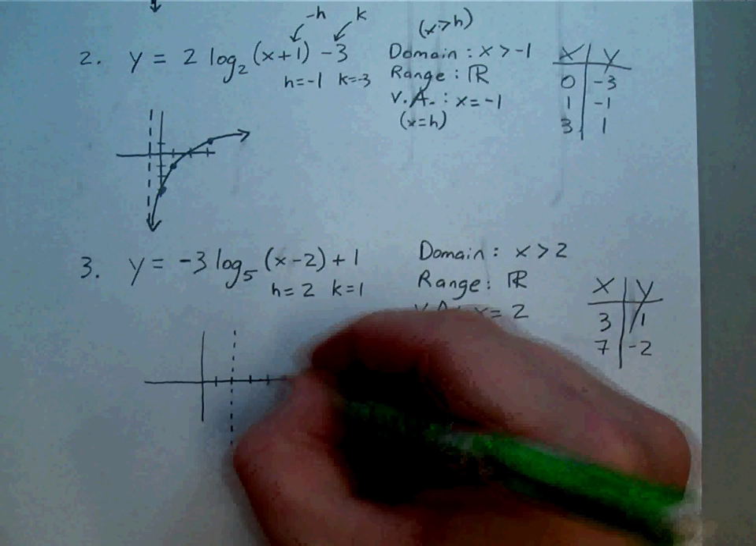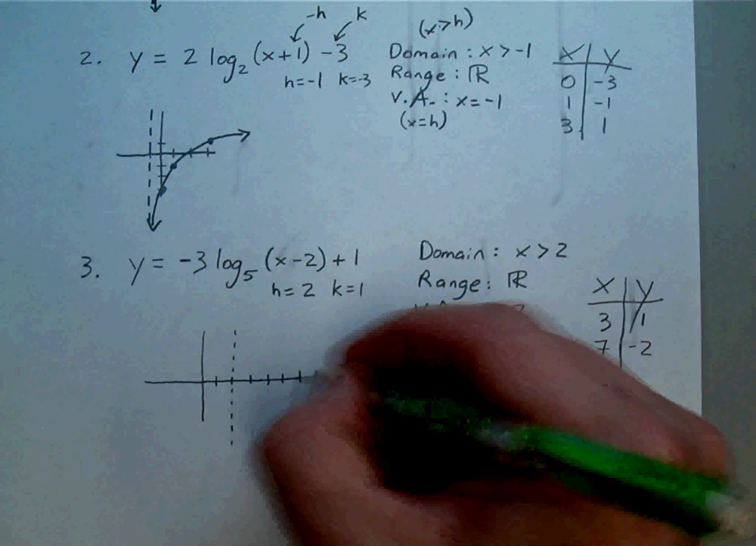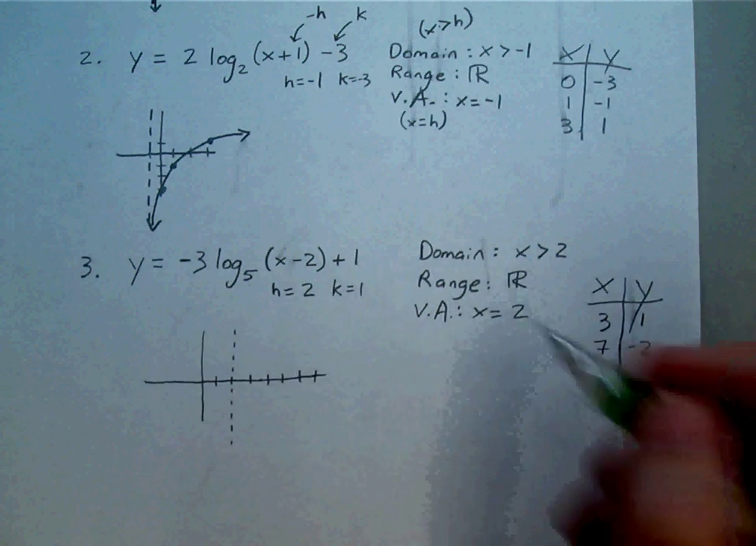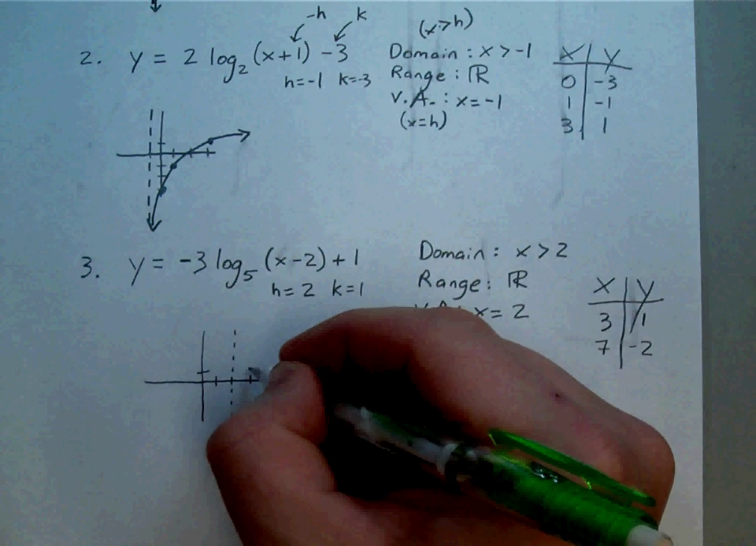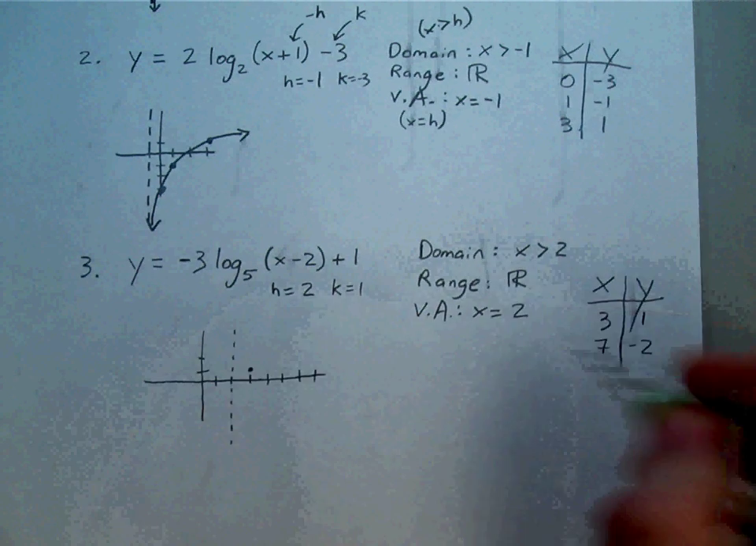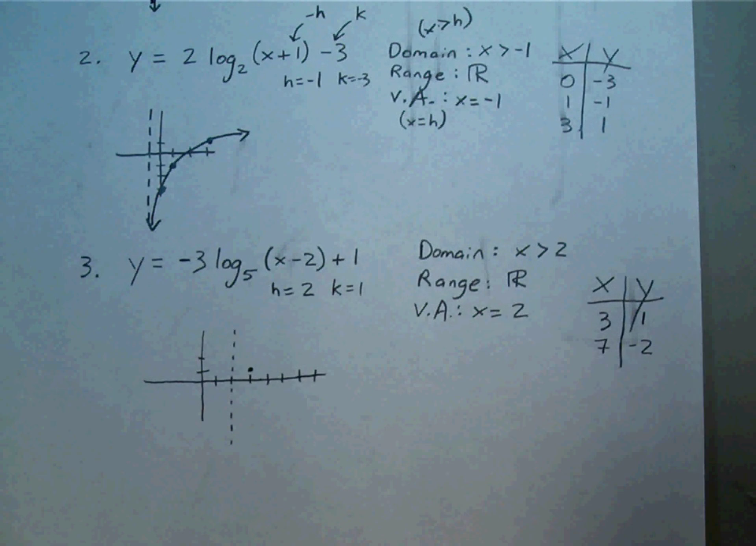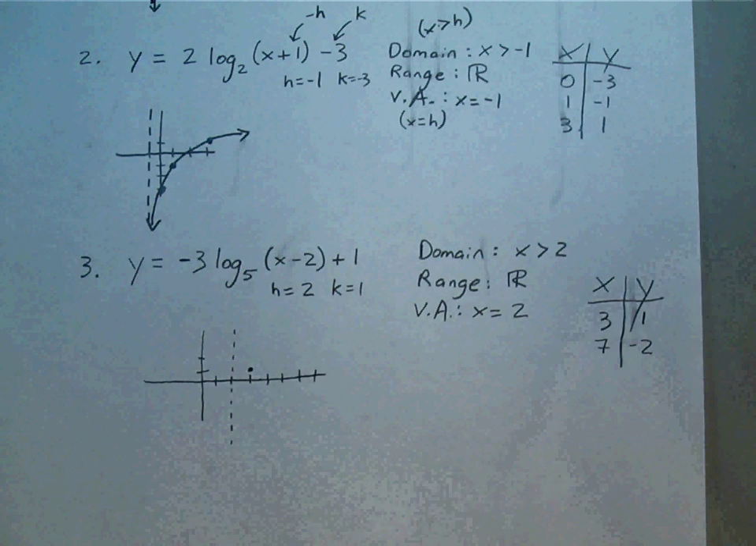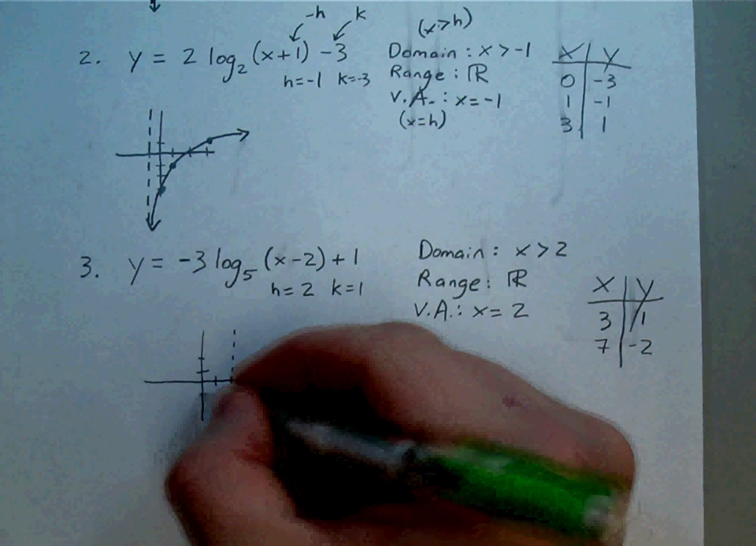3, 4, 5, 6, 7. Okay, so (3, 1) and (7, -2), I guess.